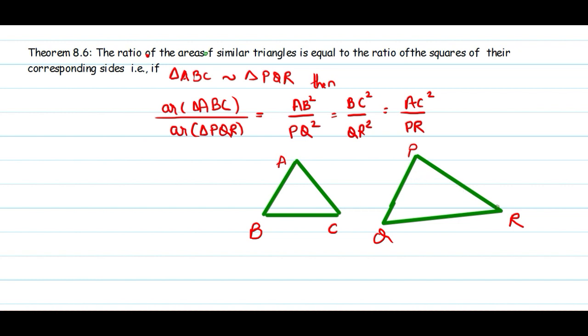So, if we are aware of these statements and how it works, then we can apply them in our problems. That is, if two triangles are similar, then the ratio of their areas will be equal to the ratio of the squares of their corresponding sides. Here AB square by PQ square is equal to BC square by QR square, and that is equal to AC square by PR square.